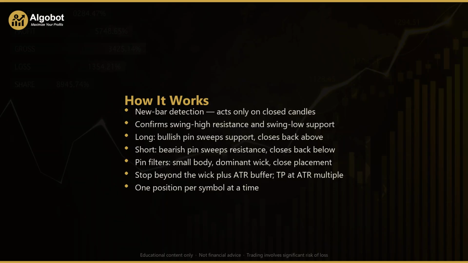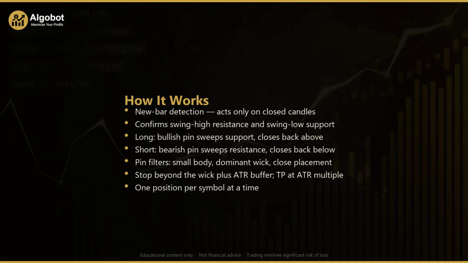On each new bar, the strategy first updates its levels. Using the PivotLookback parameter, set to 3 by default, it checks whether the candle a few bars back qualifies as a fractal swing high or swing low, meaning its high or low is the most extreme compared with the 3 bars on each side. When a new swing high is confirmed, it becomes the active resistance. When a new swing low is confirmed, it becomes the active support.